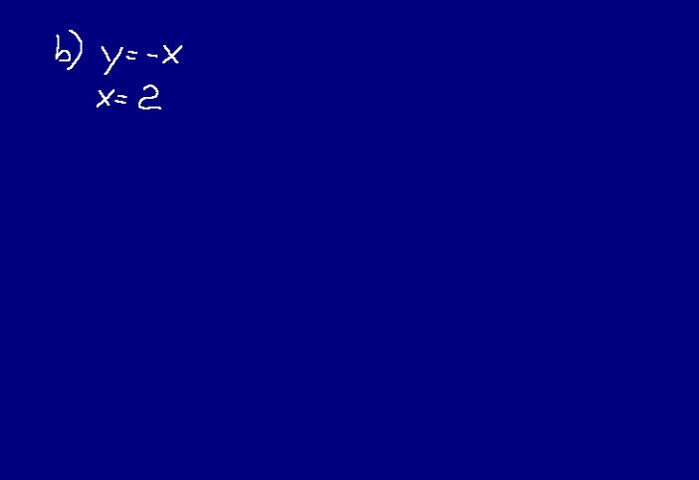Let's do another one. We have two equations here, y equals -x and x equals 2. Now that doesn't really look like a system of equations like we're used to, but nevertheless those are both equations for lines, right? And so unless they're parallel, they should intersect somewhere.